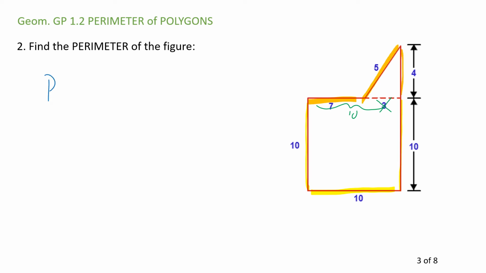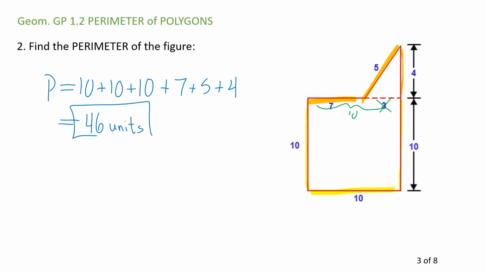Perimeter of this figure is 10 plus 10 plus 10 plus the 7, the 5, and the 4. You don't want to add that 3 because that's not part of the perimeter. Total distance around this, 46. And I'm trying to find the length, so I'm going to include units. Does it get any harder?